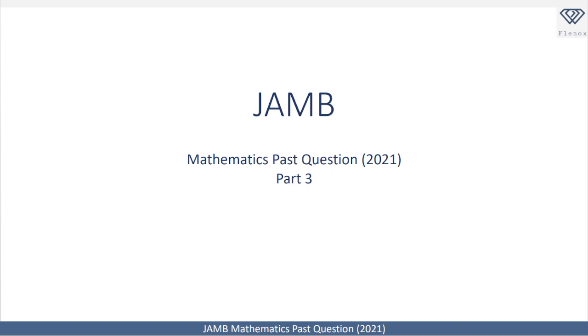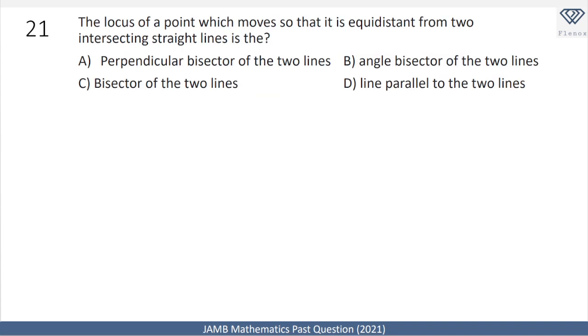So without further ado, let's get started. So the 21st question says that the locus of a point which moves so that it is equidistant from two intersecting straight lines is the what?